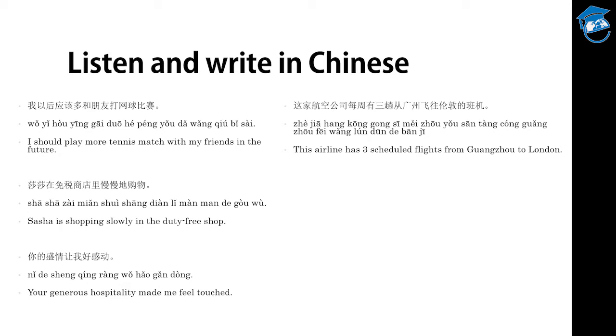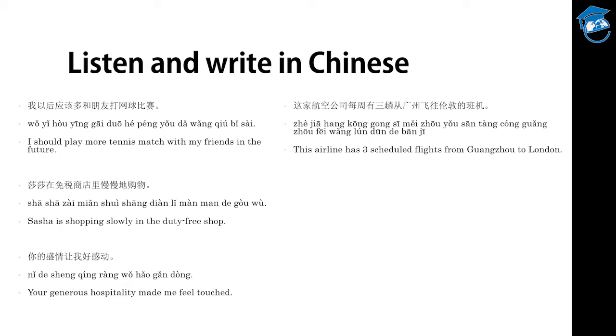So, 这家航空公司 means this airline. Okay, 公司 is company. 航空, as you have learned, is related to aviation. So 航空公司 means airline. 家 is the quantifier for 公司. I know this usually means house, but it can also be used as a quantifier for companies. So 这家航空公司 is this airline.